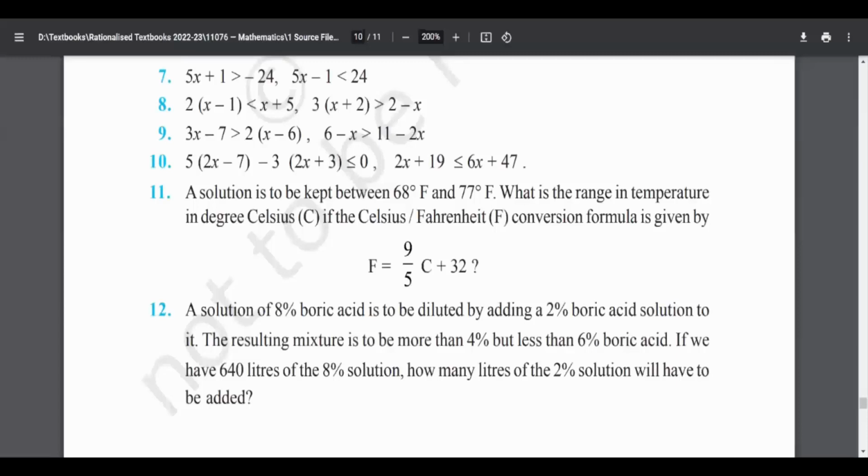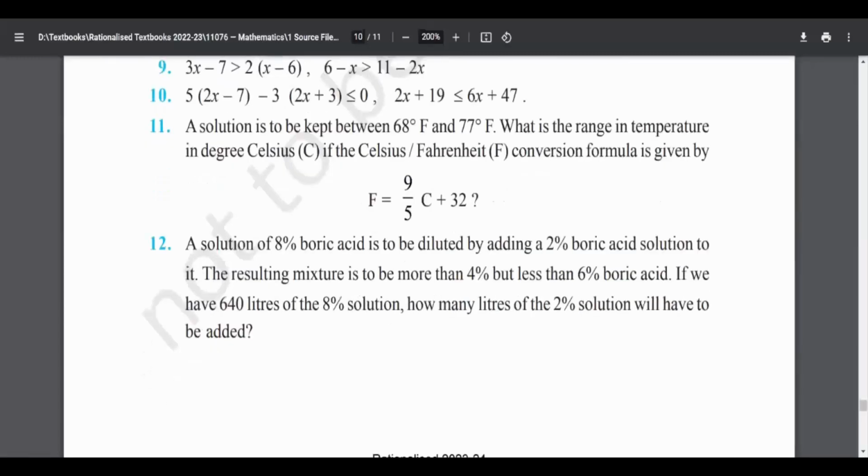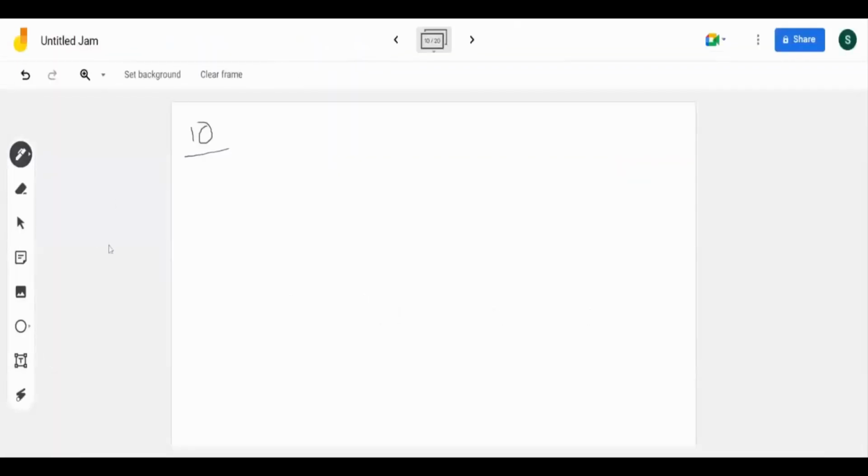In question number 10, again we have two inequalities. We have to solve them to get a range of x, then plot it on the number line. Kind of similar, very easy to solve. Let us start. On solving the first inequality, opening the bracket and doing the basic steps will give me 2x plus 19 is less than 6x plus 47. This is our second inequality.